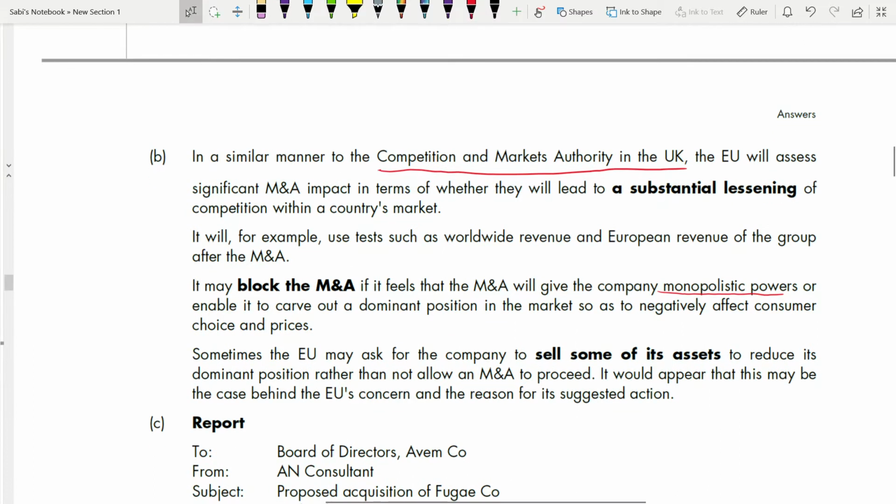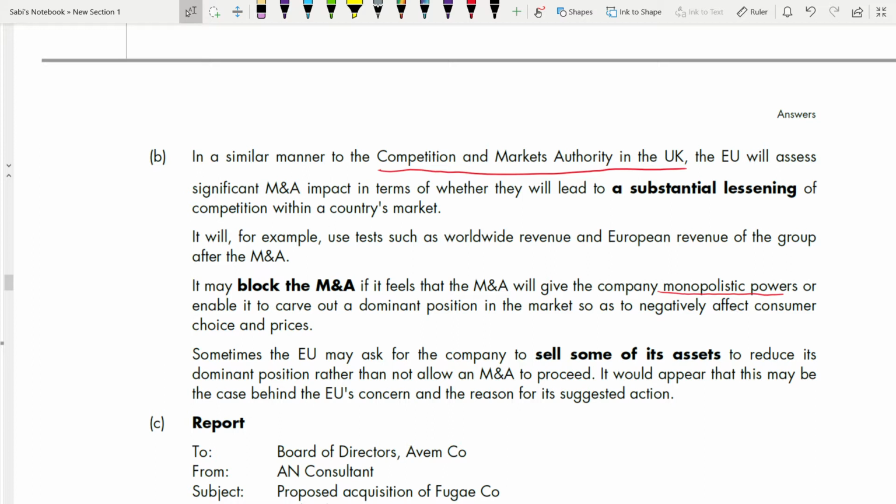This is a role very similar to the Competition and Markets Authority. Even the Competition and Markets Authority does the same thing to protect consumers. They are trying to see whether competition is reducing. They want to increase competition, not reduce it. They don't want monopoly. They don't want a company to hold monopolistic power by combining and becoming bigger and bigger and to exploit customers. Their job is to protect customers. Their job is not to support significant mergers and acquisitions where they can lead to monopolistic power. The same role applies to the EU also. So the same thing you have to talk about.